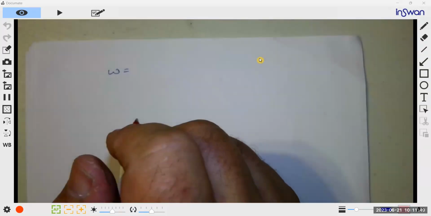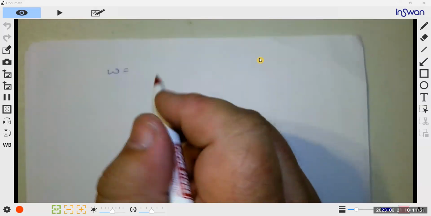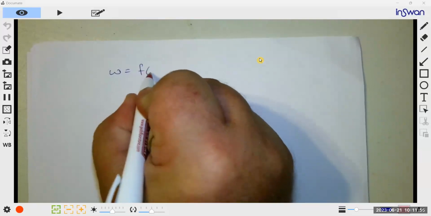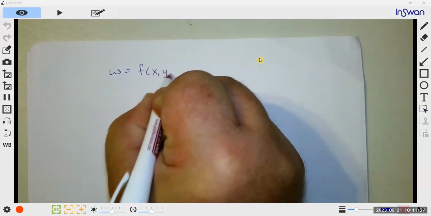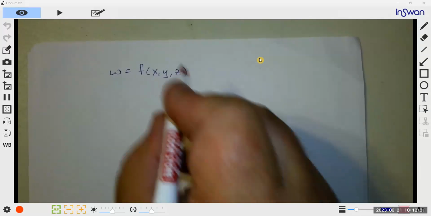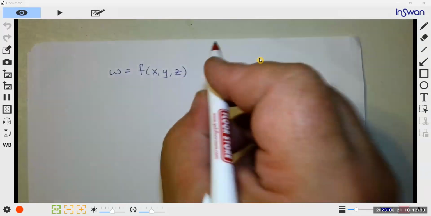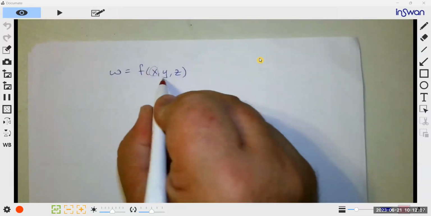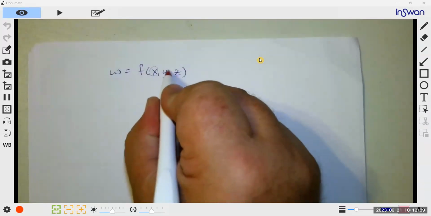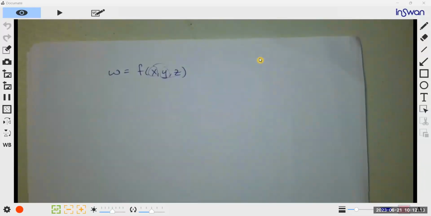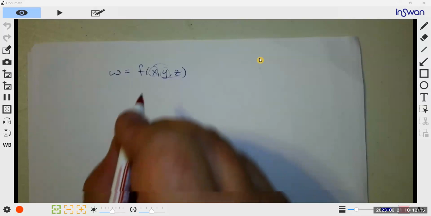So let's say that our function, let's go for 3 variables, x, y, and z. Because what we have to do, in short, is take the derivative of the first one, leave the other ones alone, take the derivative of the second one, leave the other 2 alone. So we're going to have 3 different functions that we have to do.